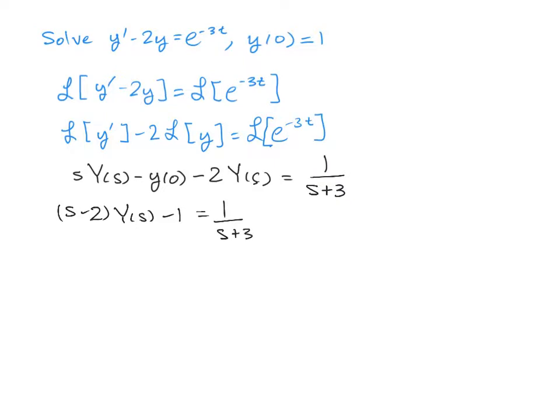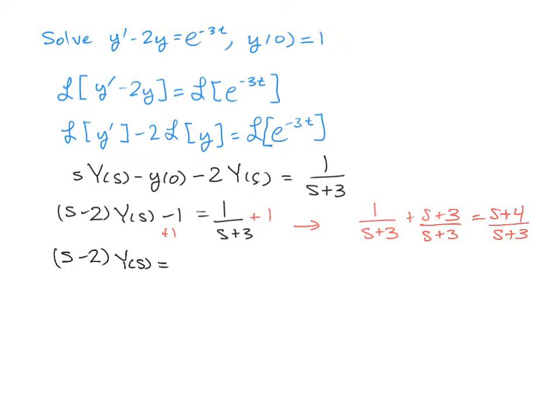And then we'll add 1 to both sides of the equation, and we will then get a common denominator. So we'll have 1 over s plus 3 plus s plus 3 over s plus 3 equaling s plus 4 over s plus 3. So we've got s minus 2 times big Y of s is equal to s plus 4 over s plus 3.